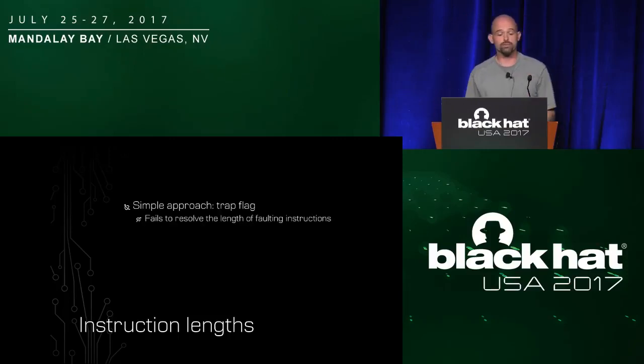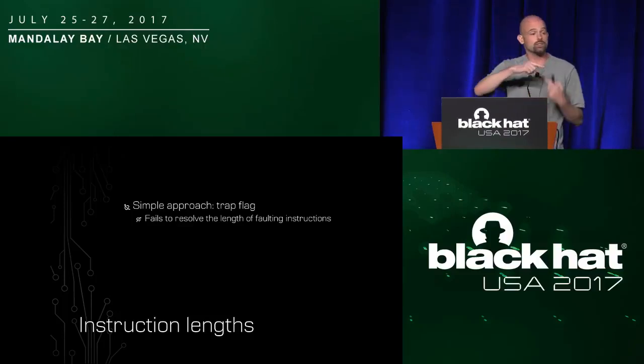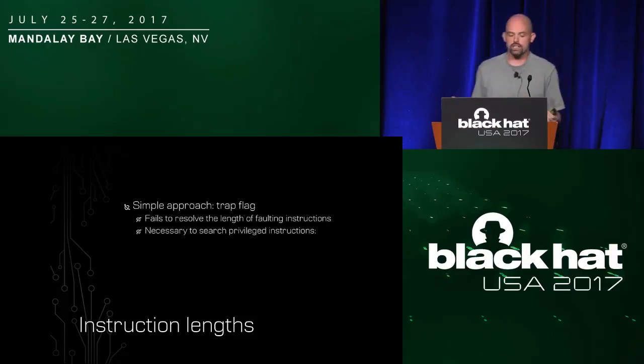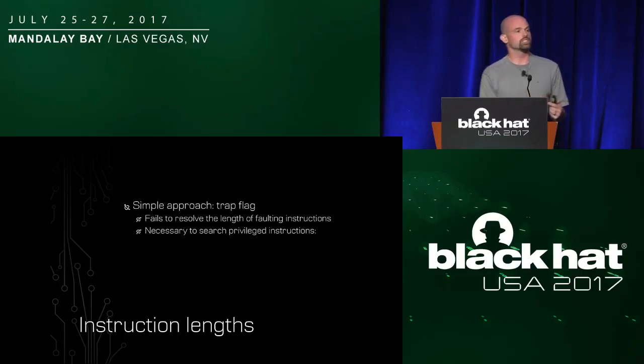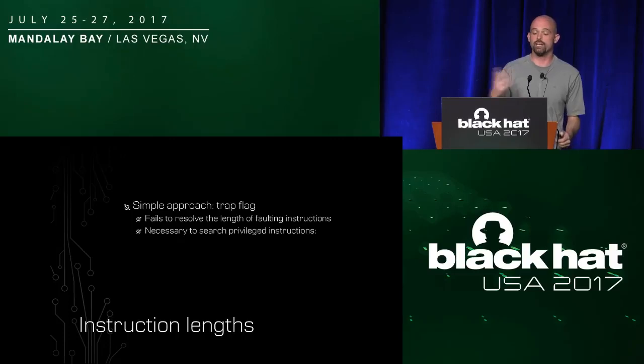It seems easy enough, but this fails to find the length of faulting instructions, because faulting instructions in x86 don't actually execute. There's no change in the instruction pointer, so there's no way to resolve the length of a faulting instruction. Why do we care about faulting instructions? Well, trying to execute a privileged instruction in a non-privileged mode will generate a fault. I want to find all instructions in the x86 ISA, not just the ones that exist in my current mode.